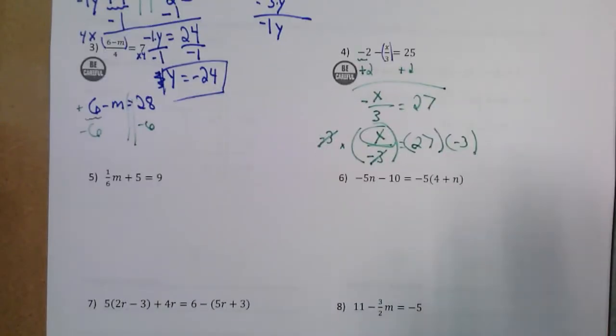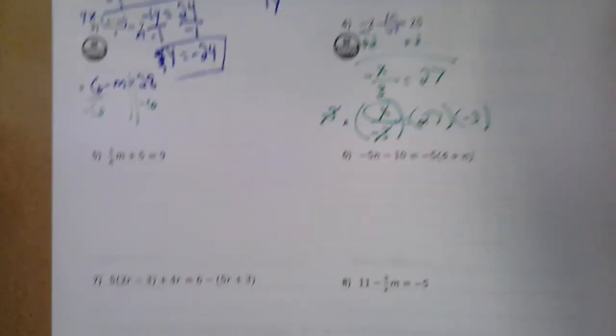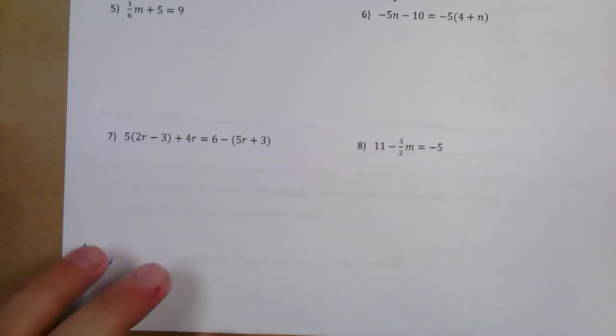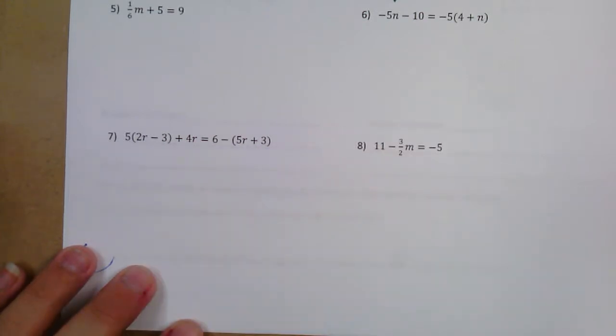Now I said earlier that we were going to talk about number 7, and not to forget the rules that we talked about in number 1. The big thing that we're going to talk about in number 7 is the fact that, and I pointed to this earlier, there's parentheses here, so that means that there's some form of distributing going on.